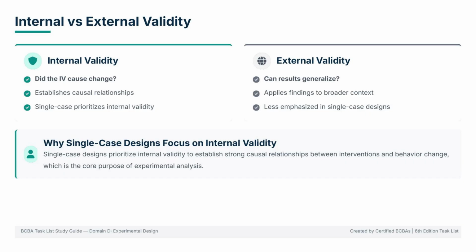Now let's talk about validity. Internal validity asks, did the independent variable actually cause the change? External validity asks, can the results be generalized to other people, places, or situations? Single-case designs prioritize internal validity. Why? Because their main purpose is to demonstrate a functional relation, not generalization. You must prove cause and effect first. Generalization comes later. On the BCBA exam, internal validity is almost always more important than external validity.